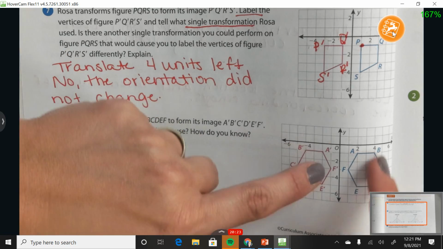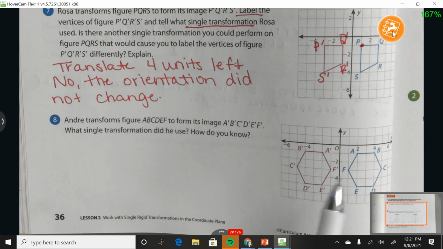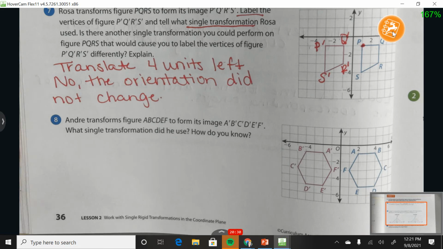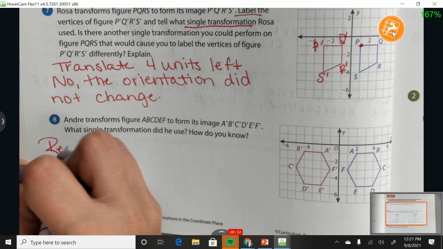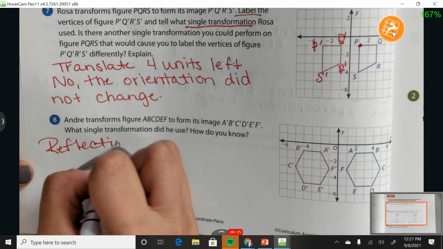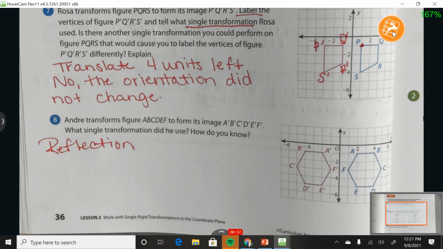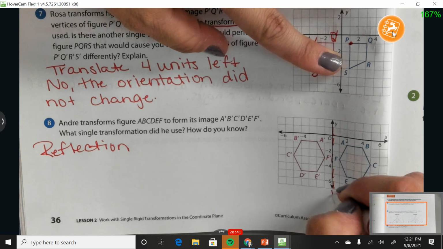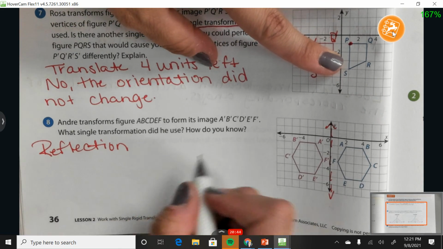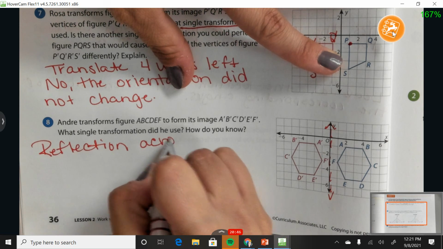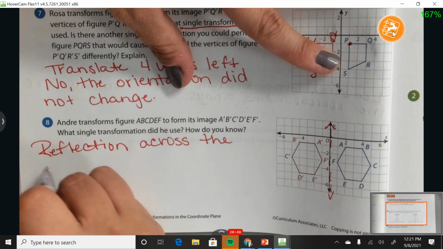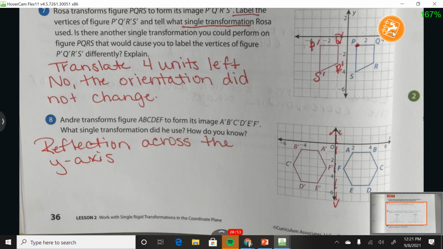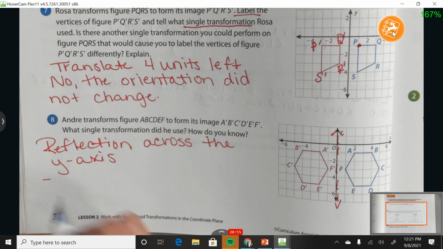Rotation? All right, well, if I rotated it, I think that A would be down here, right? So it's a reflection. And what's the line of reflection? Y-axis. The y-axis. Okay, and then how do you know? So what are reasons that we know?